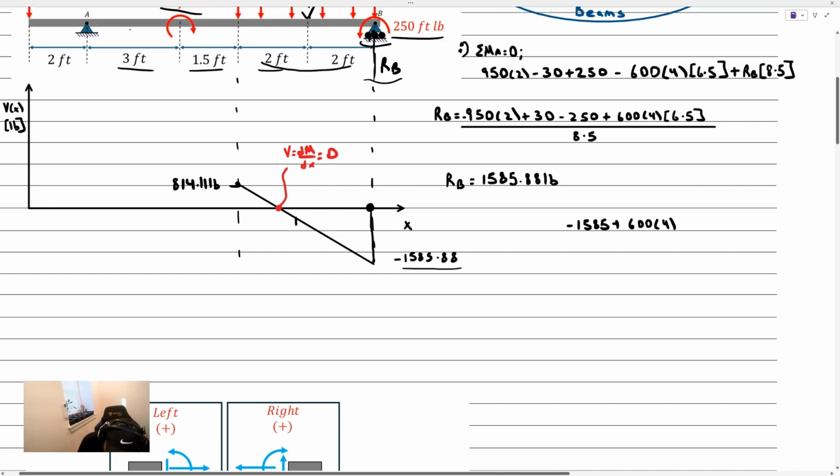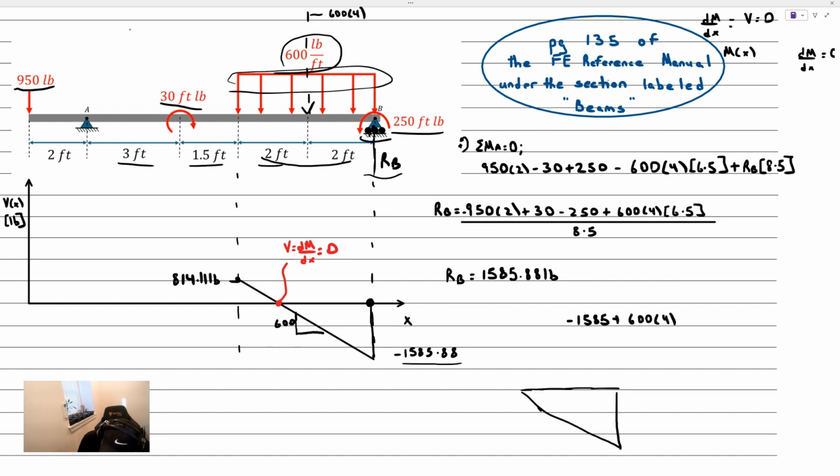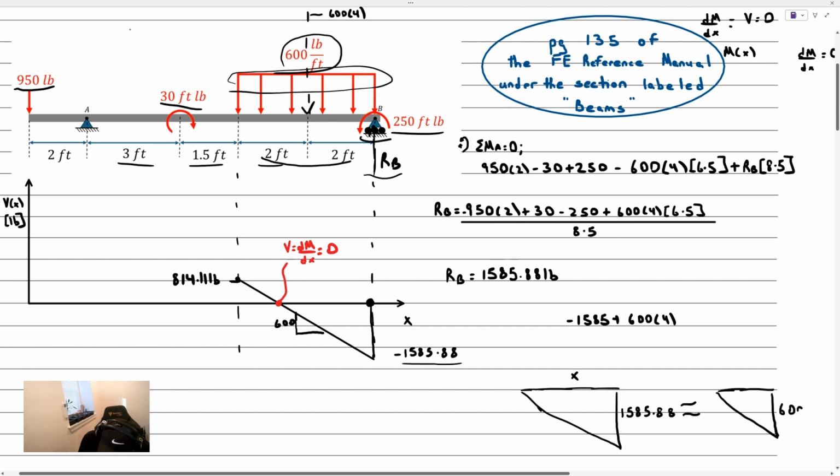What's that location going to be? We know that in order to generate this line here, we had to utilize the distributed load, right? We decreased by 600 times 4. So that means this slope here was 600. If we draw that lower triangle portion, what we have is a triangle here. Its leg length is 1585.88, and we're looking for this distance x. That's a similar triangle to the slope produced by the distributed load, where this distance is 600 and the horizontal distance is 1.